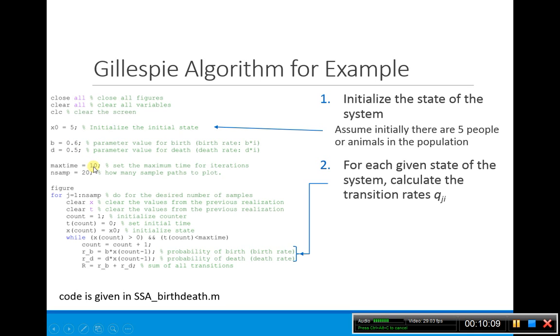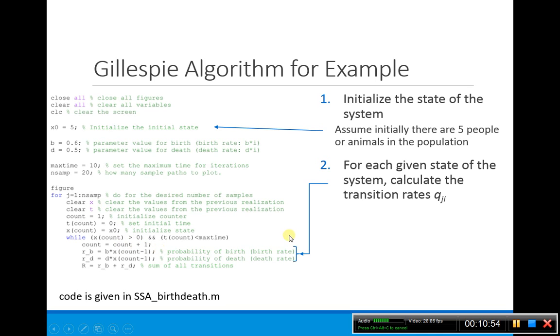I'm going to go for 10 time units, and I want to plot 20 sample realizations. So I want 20 samples in my plot. So this is just for the desired samples. And so for each sample, I just basically want to start over. So this is how I start over. This is a while statement. So basically, I want to keep going until I reach my maximum time, and as long as my population is above 0. So I'm assuming that if I'm at 0, I can't come back from that. So I'm assuming 0 is an absorbing state. So I only want to keep on going if I don't die off first.